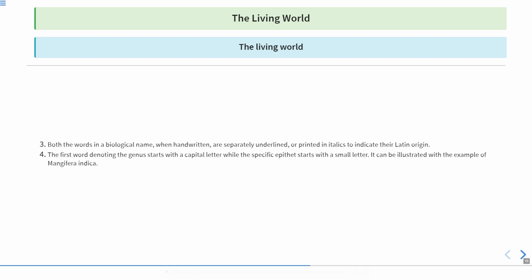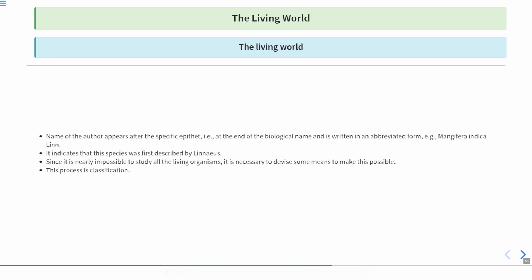The first word, denoting the genus, starts with a capital letter. Very, very important point. When you write the name of the genus, its first letter should be capital, and the specific epithet starts with a small letter. In Mangifera indica, Mangifera is the genus and the M should be capital. Indica is the specific epithet or species, and the i should be small. It can be illustrated with the example Mangifera indica: in Mangifera, M is capital, and in indica, i is small.